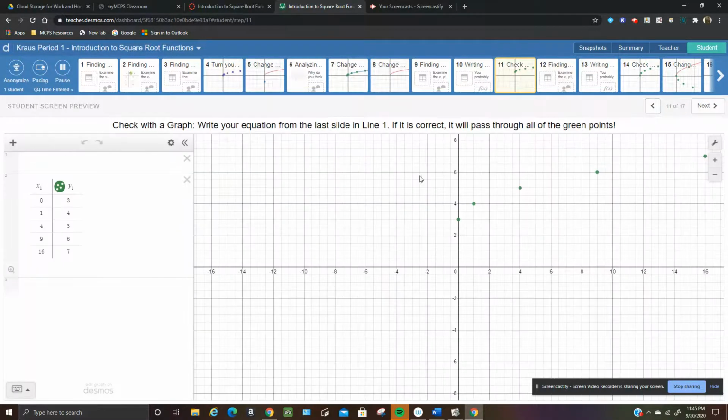Well, I keep hitting the next button too many times.